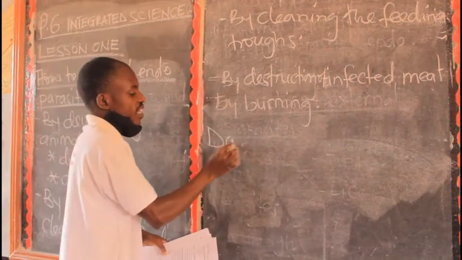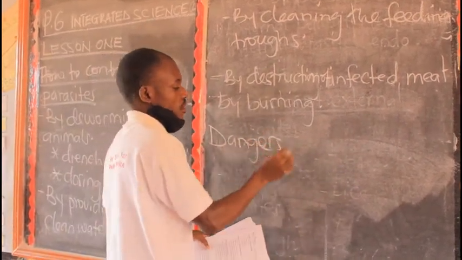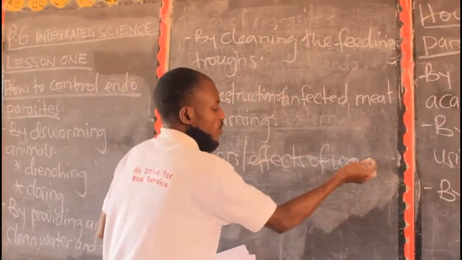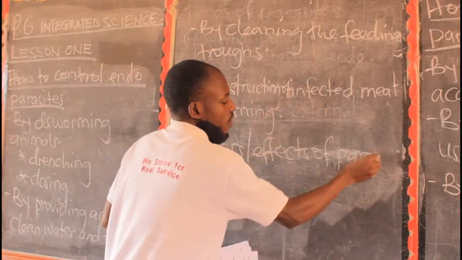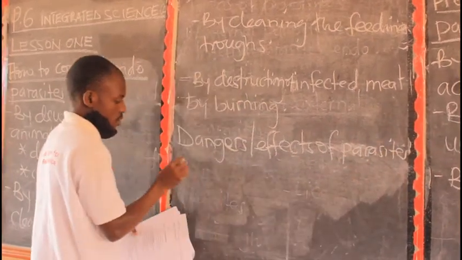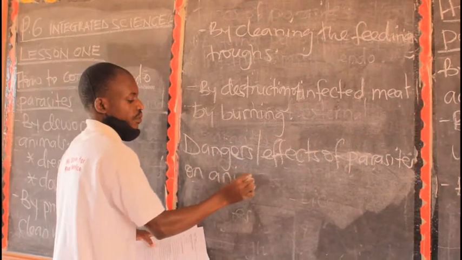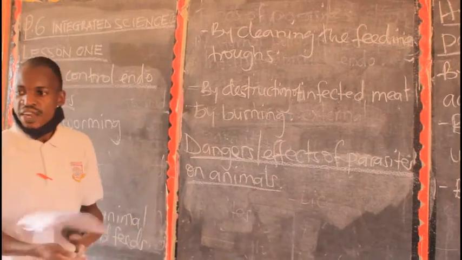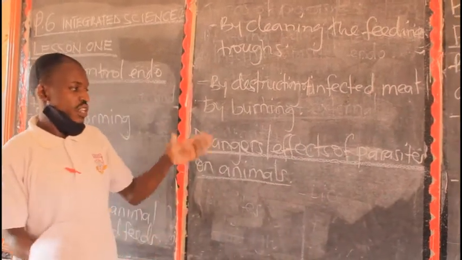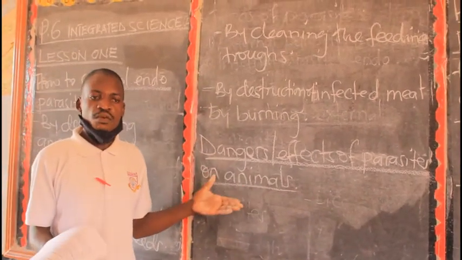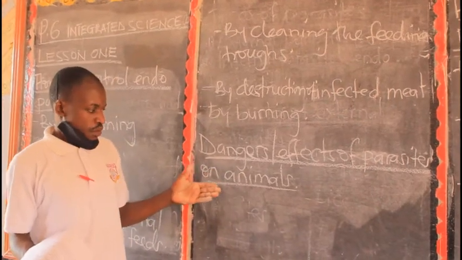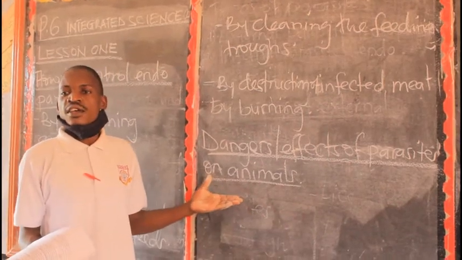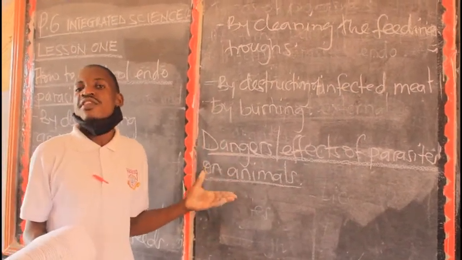Then let us have the last subtopic here, what we call dangers or effects of worms, of parasites, on animals. We know that parasites are deadly organisms on these animals. How do they affect these animals? One, when you look at ectoparasites, for example parasites like ticks, most of these ticks spread diseases, what we call tick-borne diseases.